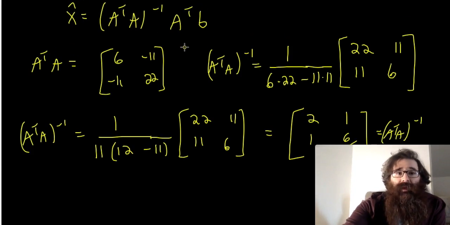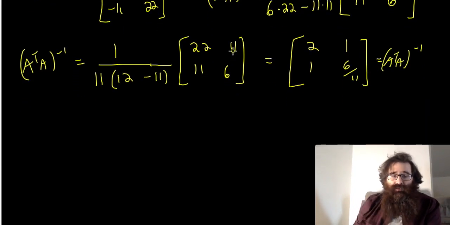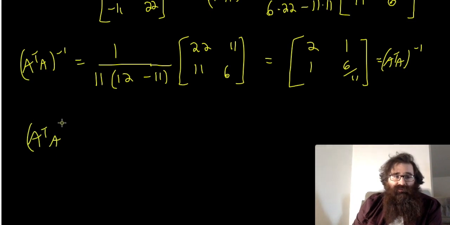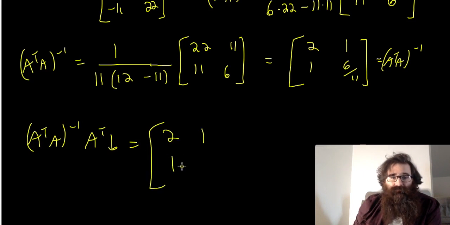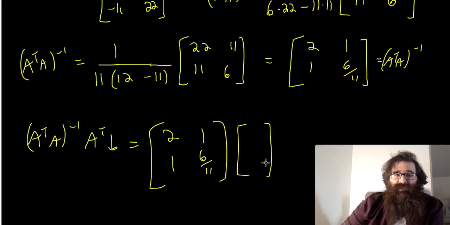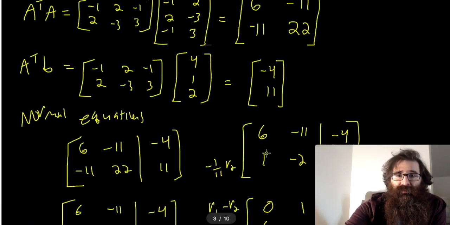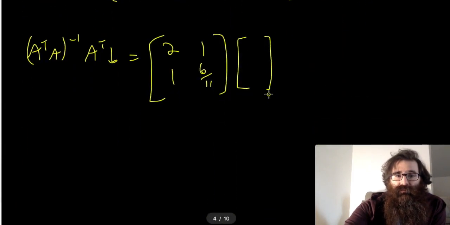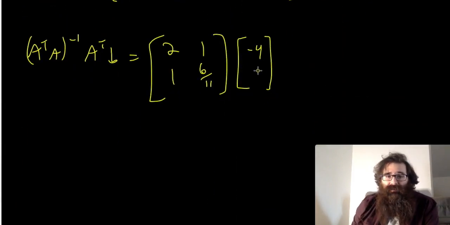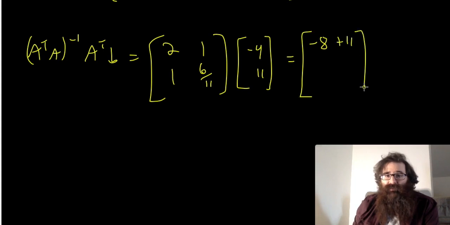Now I just have to multiply A transpose A inverse times A transpose B. So A transpose A's inverse times A transpose B is going to give me that inverse times, what was A transpose B? That was negative 4, 11, something like that. Negative 4, 11 is what it was. And we just have to multiply this out and see what we get. So 2 times negative 4 is going to give me negative 8, plus 1 times 11 gives me 11. 1 times negative 4 gives me negative 4, plus 6 over 11 times 11 gives me 6.